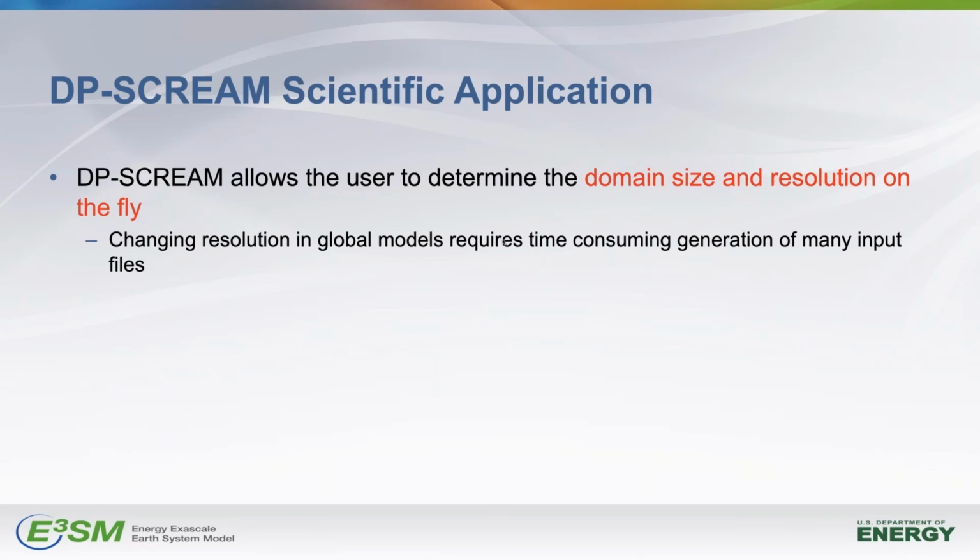So now moving on to part 2 of the talk, I want to give an example of a scientific application of DP Scream. I've already established that DP Scream allows the user to determine the domain size and resolution on the fly. That is very different than changing the resolution in global models. Anyone who's ever made a new resolution for E3SM knows that this requires generating several input files. Now, this is a well-documented process. I've done it myself, but it can be time-consuming to fully sort out to get up and running. In DP Scream, since it is a single point CRM, changing domain size and resolution is super trivial.